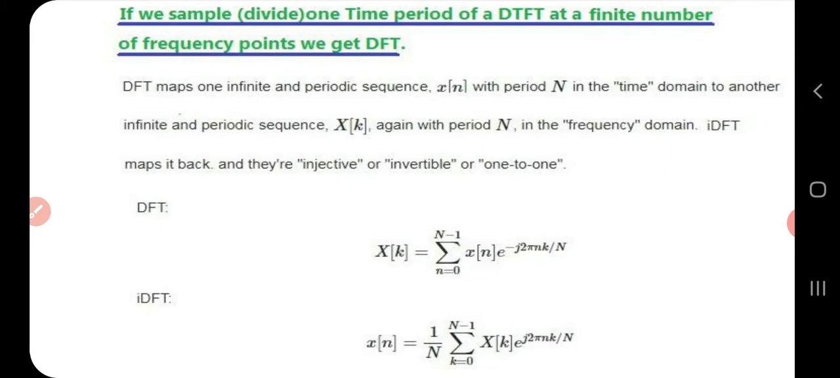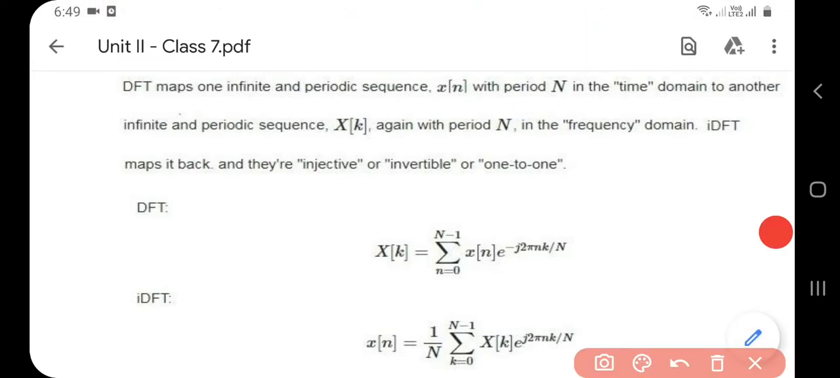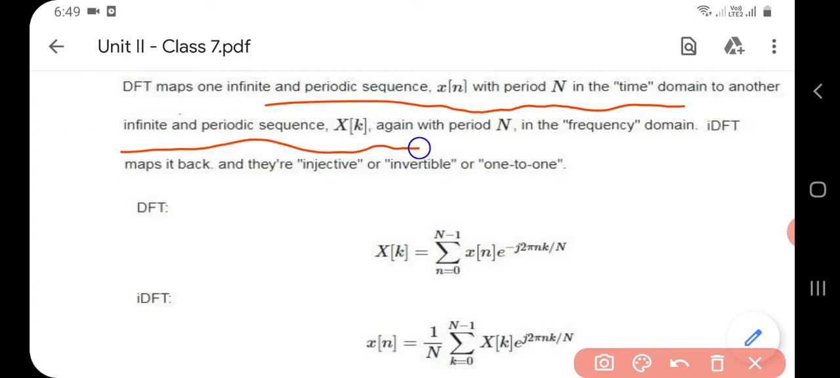The meaning is that the function of DFT is this: suppose that you have an infinite periodic sequence x of n with the period N in time domain. Now this DFT maps it, or actually converts it, into another infinite periodic sequence x of k with the same period in frequency domain. That is a conversion from time domain to frequency domain.